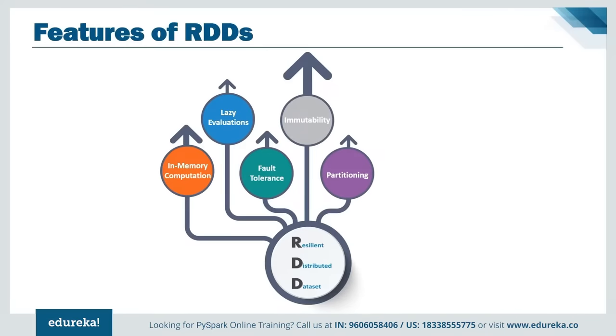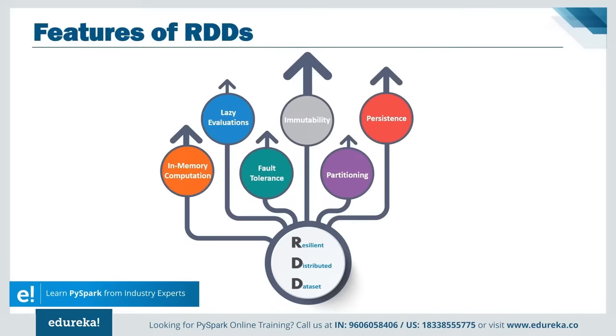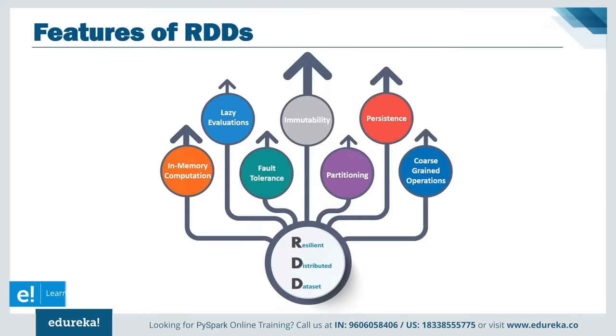Partitioning is the fundamental unit of parallelism in PySpark RDD, and users can reuse RDDs and choose a storage strategy for them, which implies persistence. Finally, it applies to all the elements in the dataset through map, filter or group by operations, which implies that it successfully handles coarse-grained operations.